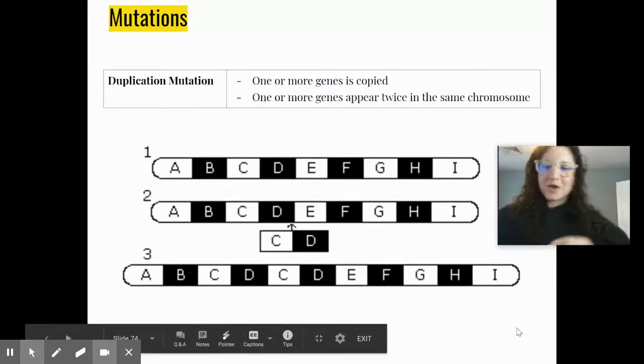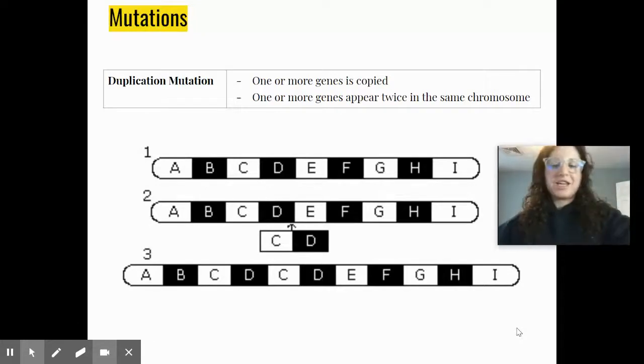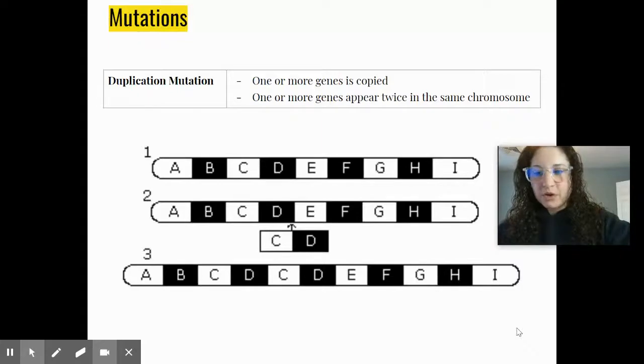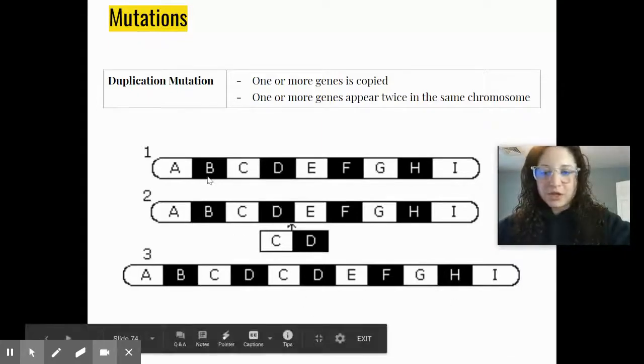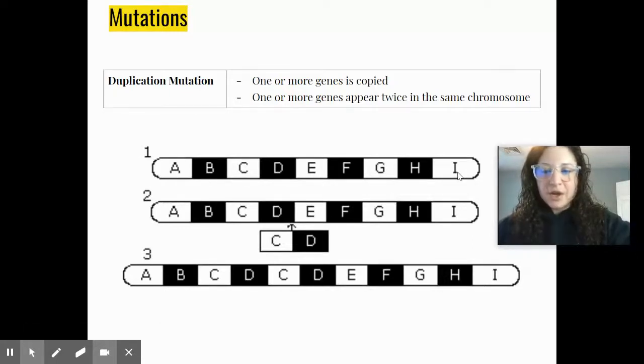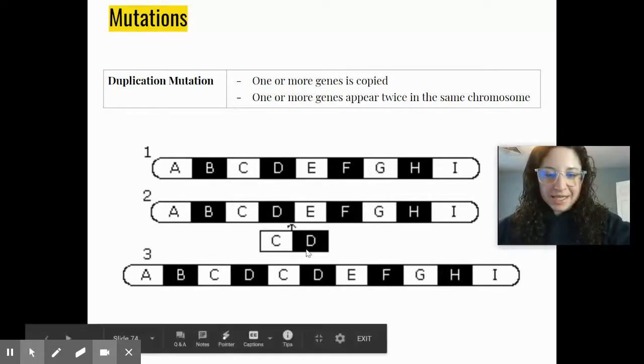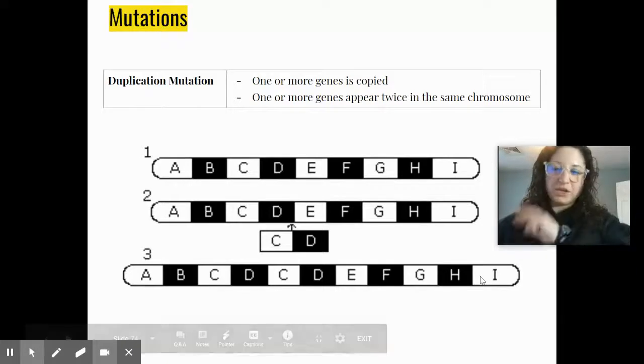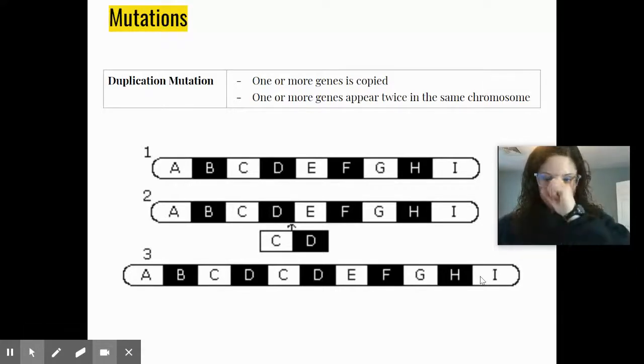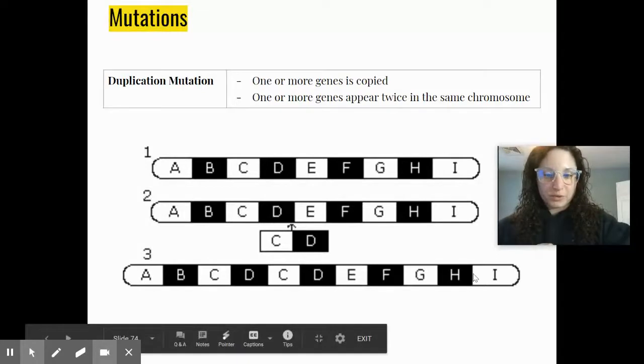Duplication, this is actually a really cool one. So duplication, we are duplicating a couple genes and inserting them into our chromosome. So our chromosome should look like this, where we have genes A, B, C, D, E, F, G, H, I. We're going to duplicate the genes C and D. So now on our ending chromosome, we're going to have 2 copies of genes C, and 2 copies of genes D. So the chromosome is going to read A, B, C, D, C, D, E, F, G, H, I.